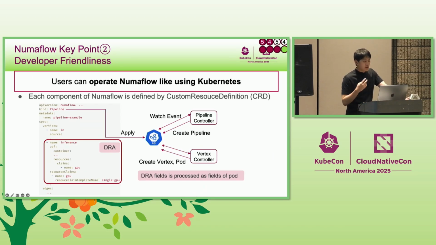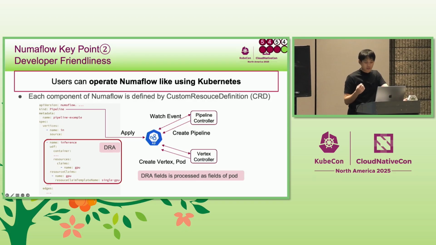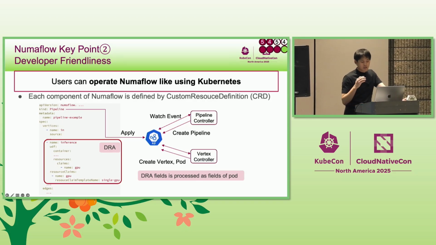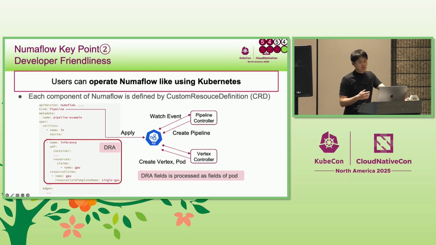Next, let me move on to the second key point. It's developer friendliness. Users can operate Numaflow just like using Kubernetes. This is because each component of Numaflow is defined by a custom resource definition. When the pipeline is deployed, each controller sequentially starts creating the corresponding resources. As a result, the vertex and the pod resources are eventually created. Therefore, the DRA field is included in the pipeline to allocate GPUs. It can finally be processed as a pod-level field.